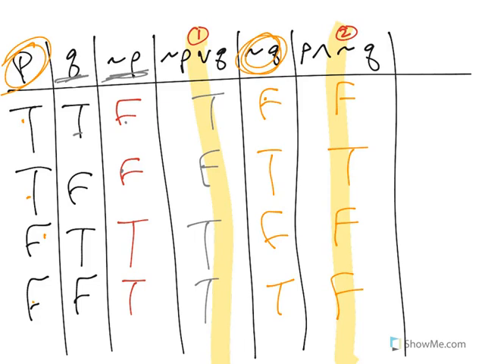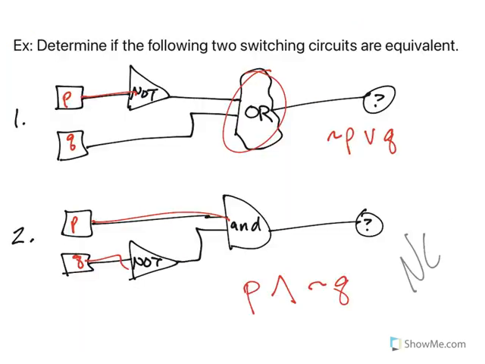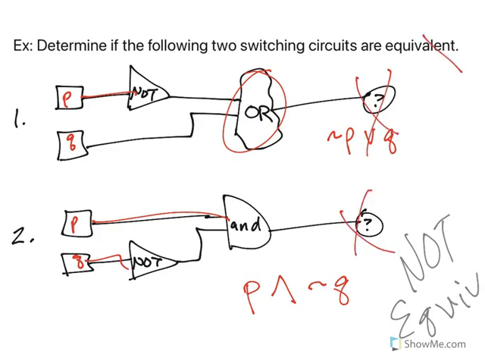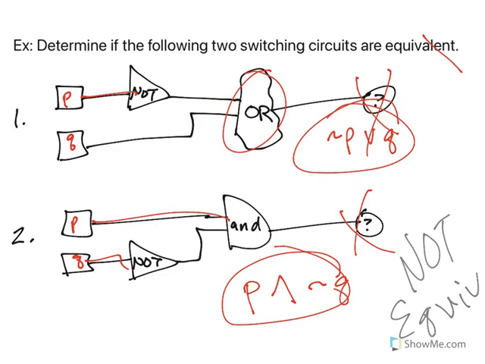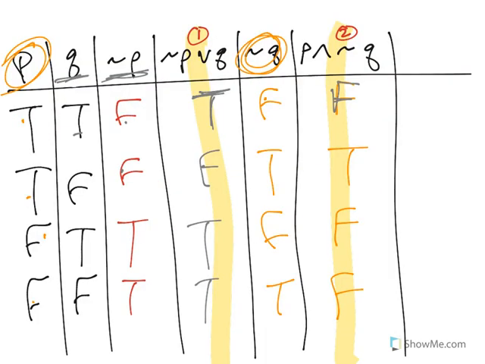When I compare my highlighted lines, you'll notice true, false. Those are not the same. These are not equivalent because they do not produce the same output for the same input. So if you can't tell based on what you know, create yourself a truth table and compare your lines. That will help you visually see whether or not they are logically equivalent.